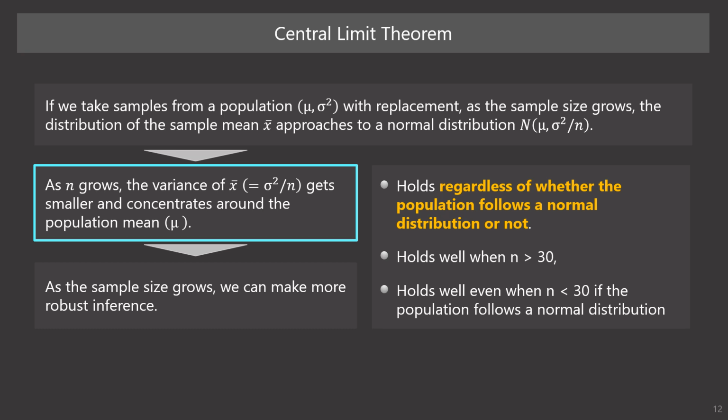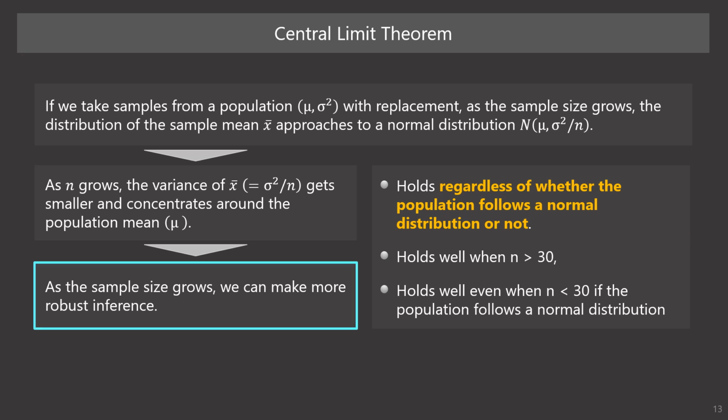The denominator n is the sample size, so it means that as the sample size grows, the variance of the sample mean gets smaller and concentrates around the population mean. So we can say that according to the central limit theorem, as the sample size grows, we can make more robust inference about the population mean from the sample mean.